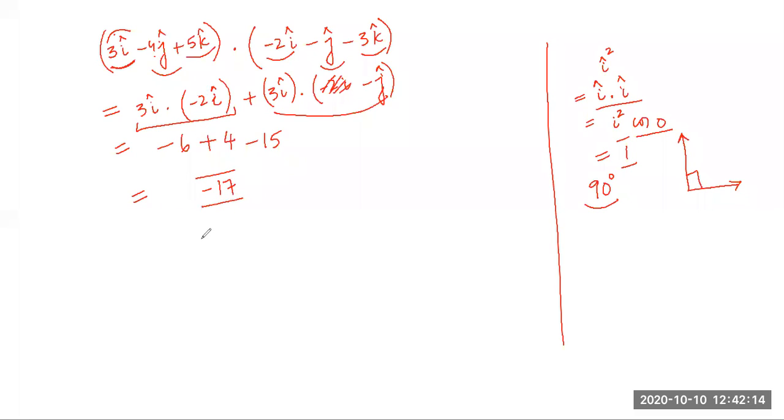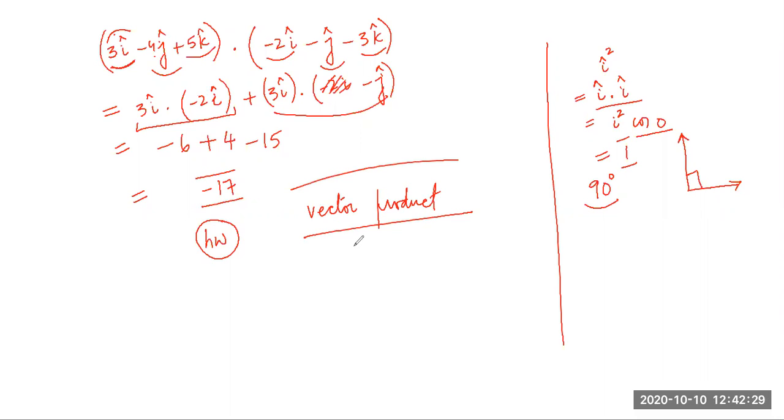Okay, fine. So now the homework I give you is the same two vectors. Find its vector product. So guys, hope you like this.